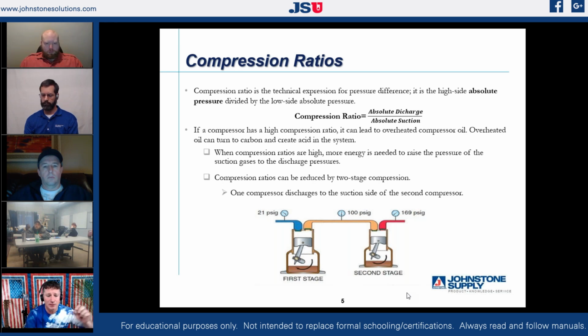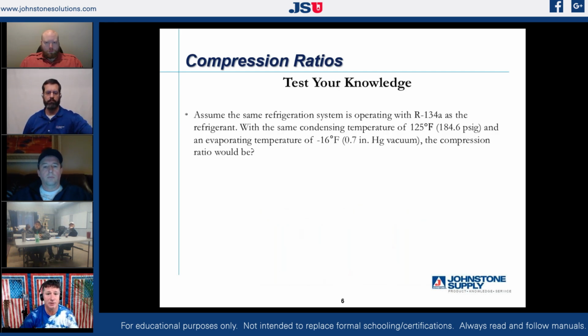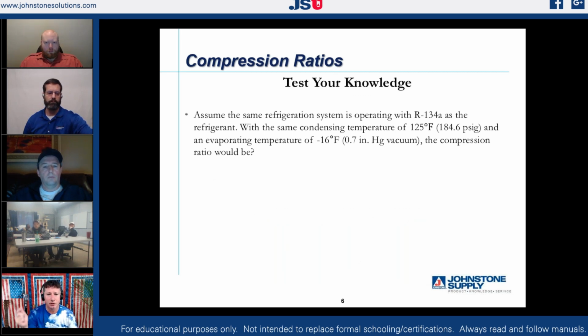So I know most of you guys don't encounter two-stage or cascaded compressors, but I want you to understand the effect of compression ratio as we move forward, and just to see how it affects the electrical consumption of our compressors. So if we look at the compression ratio, assume that the same refrigeration system is operating with R134A as the refrigerant, and the same condensing temperature of 125 degrees Fahrenheit. So it has an operating pressure, put our gauges on, of 184.6, and an evaporator temperature of minus 16 degrees Fahrenheit, right? And the compression ratio would be, so we think, well, does it matter? Well, why are we even looking at compression ratio? Well, we want to look at compression ratio to see how efficient my pump is actually running.